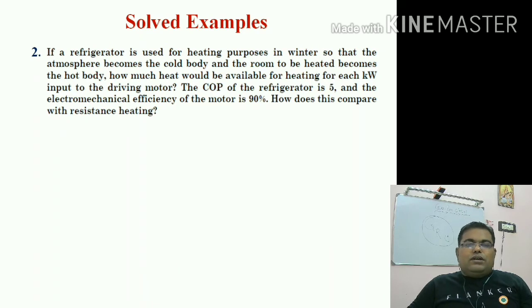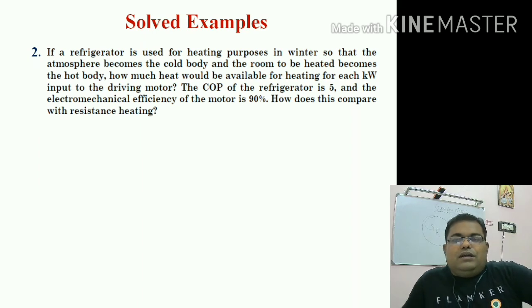Now the second one. If a refrigerator is used for heating purposes in winter, so that the atmosphere becomes the cold body and the room becomes the hot body, how much heat would be available for heating for each kilowatt input to the driving motor? The coefficient of performance of the refrigerator is 5 and the electromechanical efficiency of the motor is 90%. How does this compare with resistance heating? So this is the question.